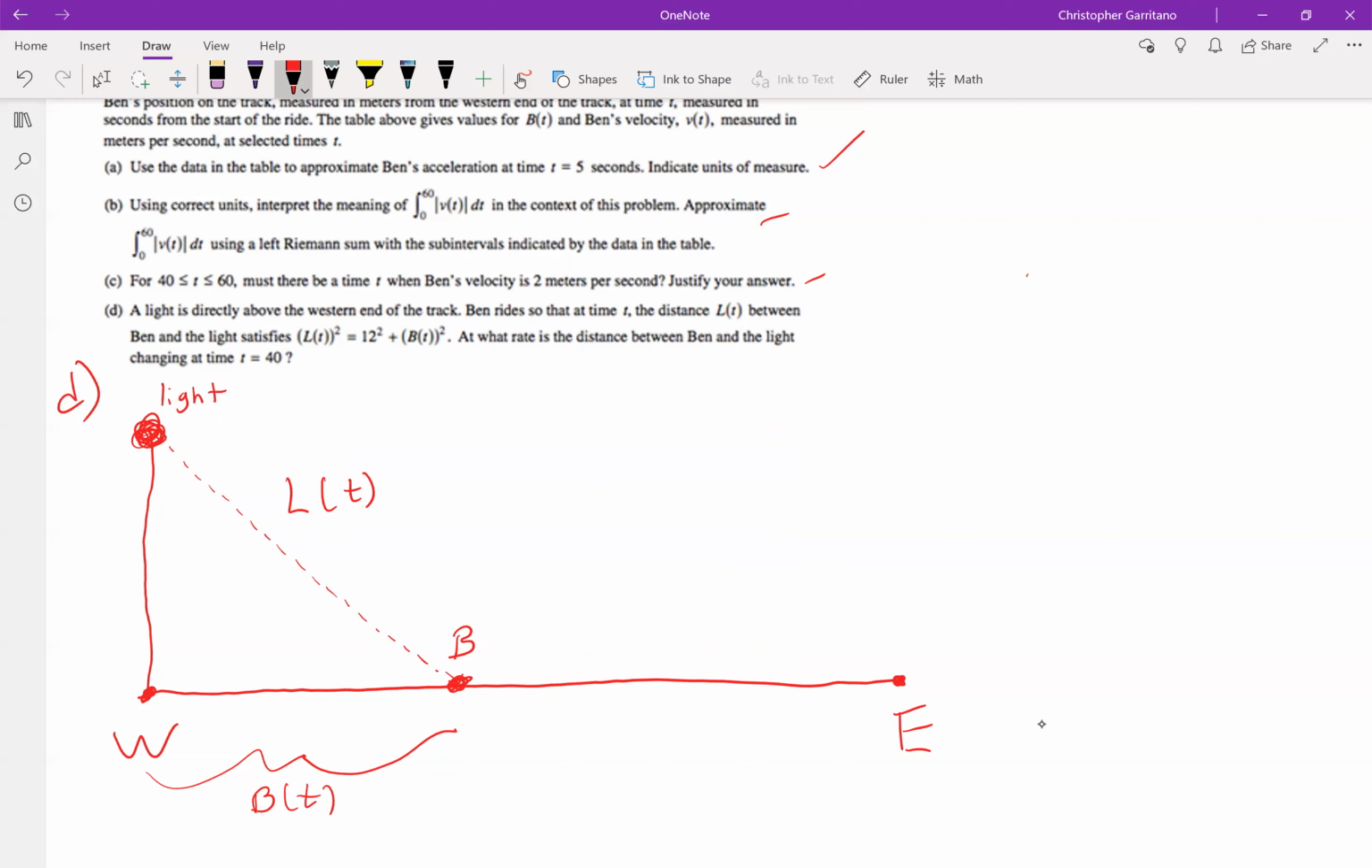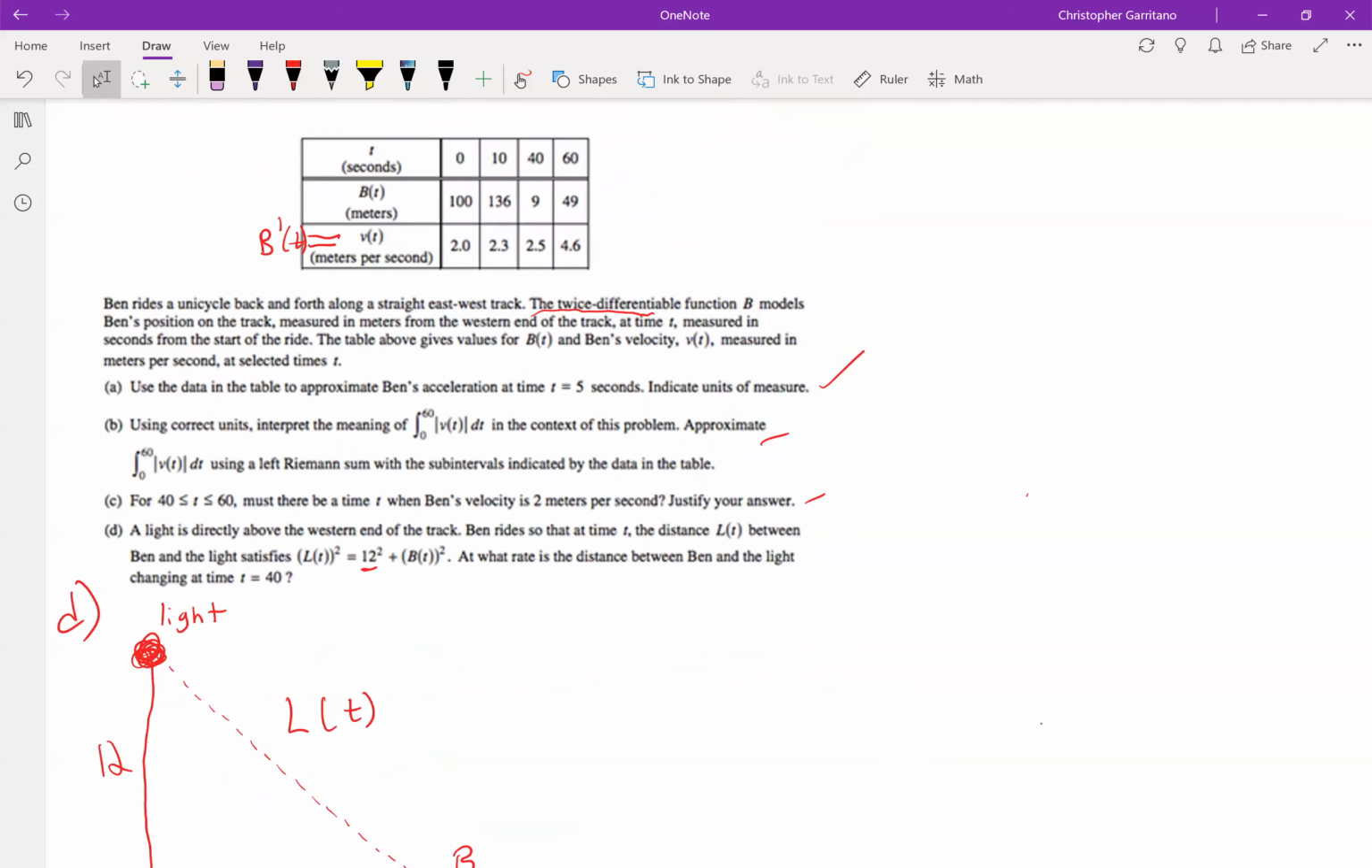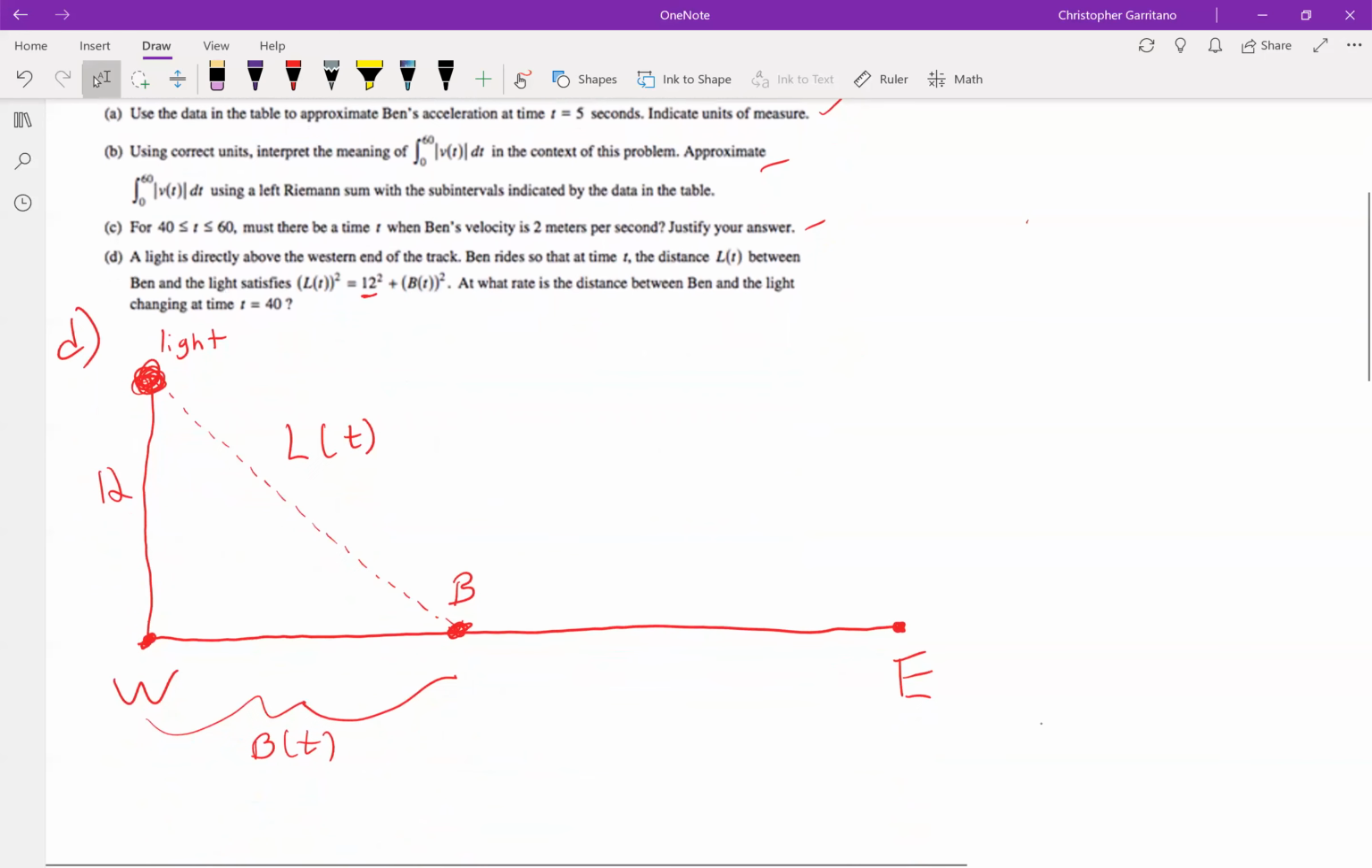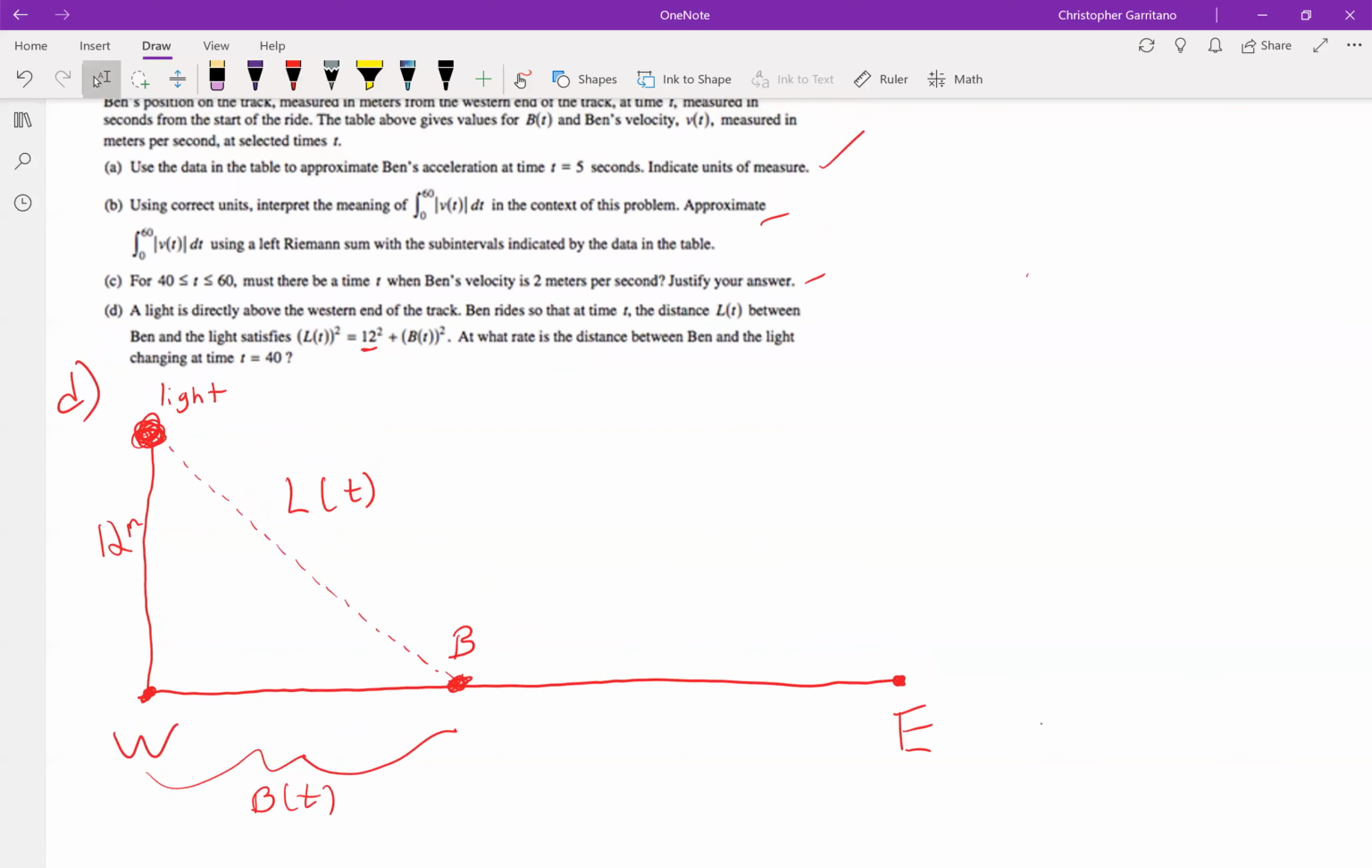B of t, of course, is this distance between the westernmost edge and wherever Ben is at any particular time, which implies, they don't explicitly come out and say it, but that implies that the light pole here is 12 units tall. Do they give us units? Yeah, meters. So this light pole or light post is 12 meters tall. All right, so we have the diagram, and whenever you're given a situation like this, I strongly, highly recommend drawing a diagram. But again, that's completely up to you.